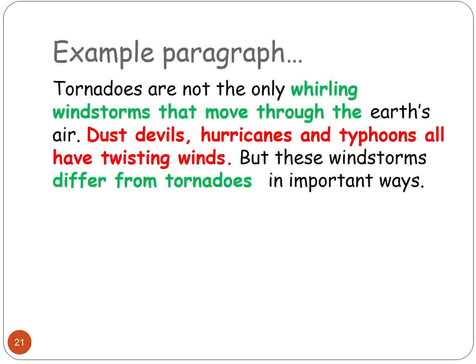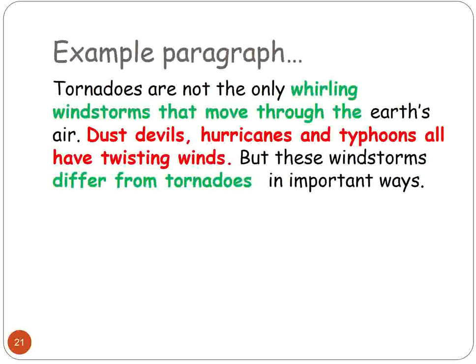Read. Okay. Tornadoes are not the only whirling windstorms that move through the Earth's air. Dust devils, hurricanes, and typhoons all have twisting winds, but these windstorms differ from tornadoes in important ways.